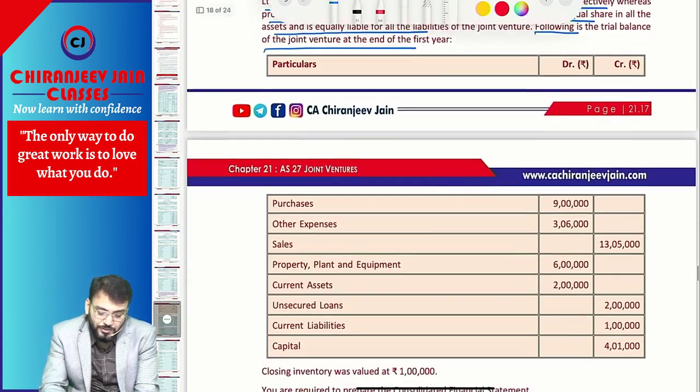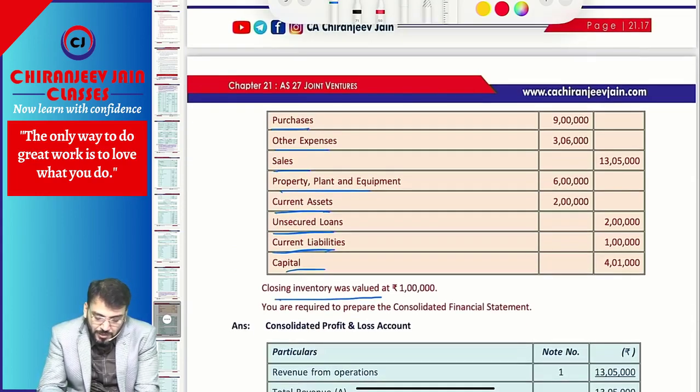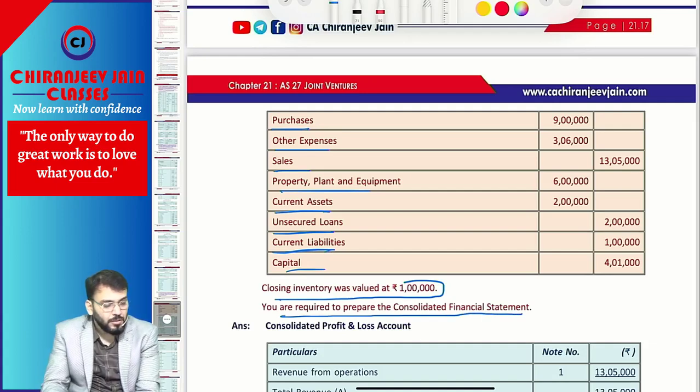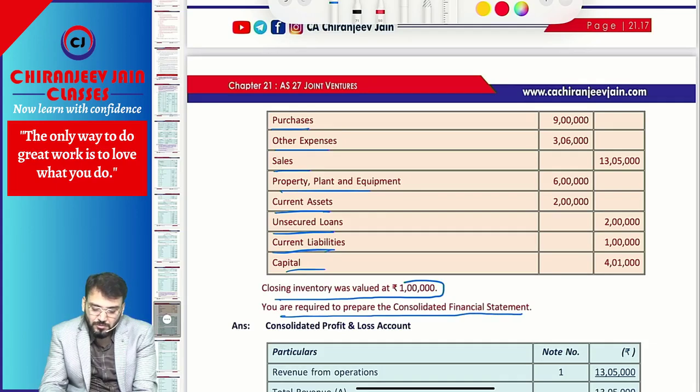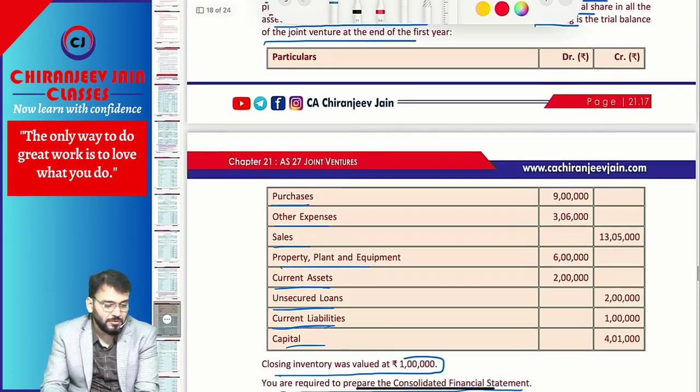They have given the trial balance: purchase, other expense, sale, PPE, current asset, unsecured loan, current liability, capital. Closing inventory is closing stock. You are required to prepare consolidated financial statement. They have asked consolidated financial statement. Of which company? Of the joint venture. Hey brother, this is very simple.